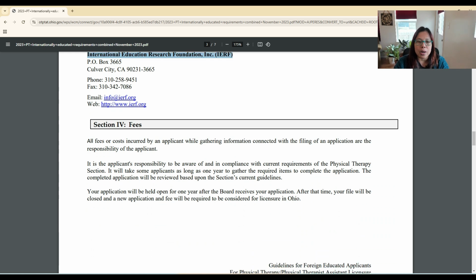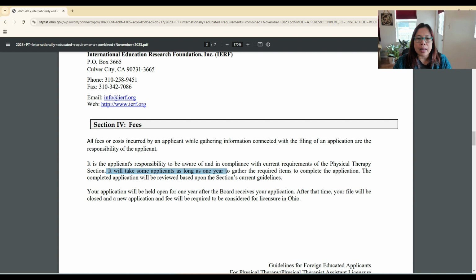And of course, here is the fees. So you have to pay all the fees. So after FCCPT, you're not yet done. You have to apply to the state of Ohio, and you have to pay the fee, okay? So it is the applicant's responsibility to be aware of and in compliance with the current requirements of the physical therapy section.